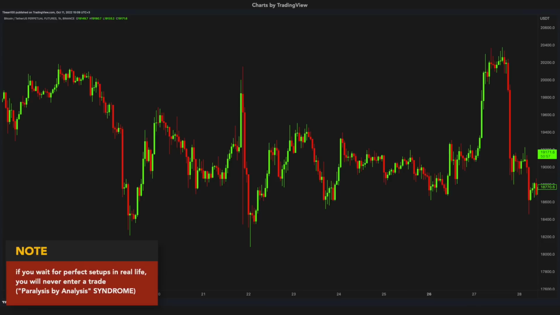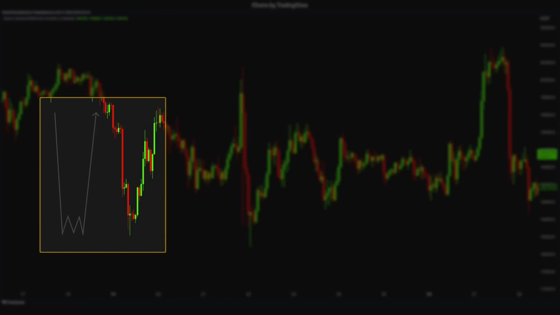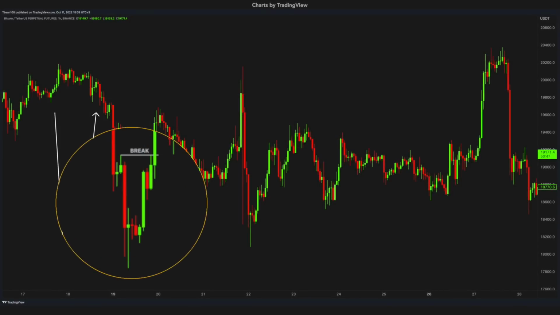Do not waste your time finding perfectly shaped setups. Instead, try to read the charts and focus on what price can do. First, you can see there is a drop-based rally right here. It is a DBR, but not a perfect one. You can notice the break right here. If you open lower time frames, it will be much clearer.